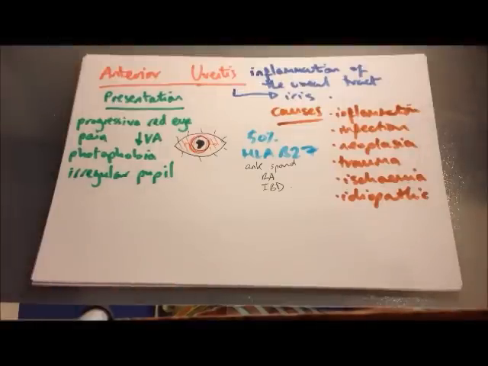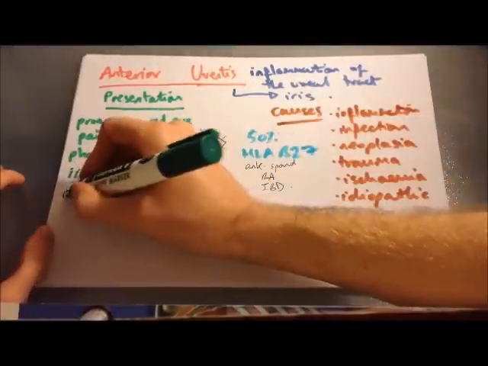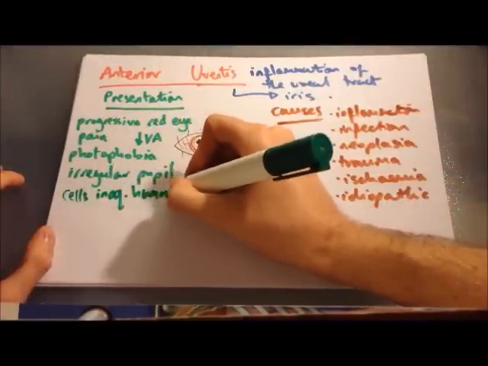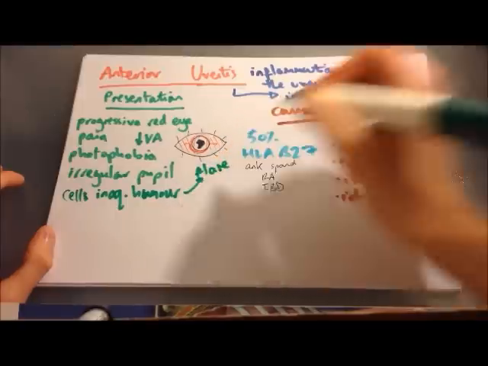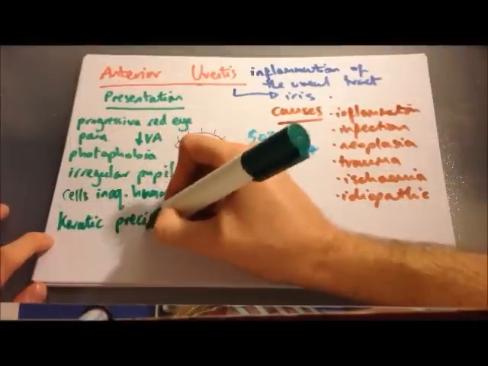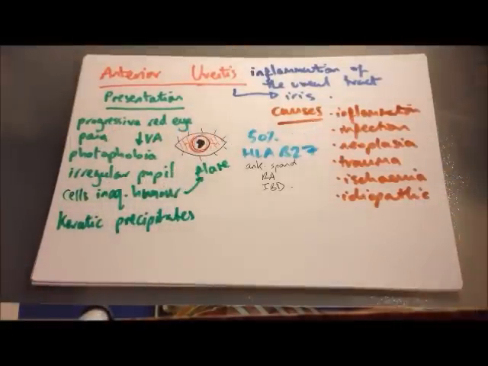On further examination with a slit lamp, you'll also be able to see inflammatory cells in the aqueous humour, and that will induce a flare from the light. We'll have a photo of that in a minute. And there may be keratic precipitates, which are inflammatory precipitates that can be seen on the posterior surface of the cornea.